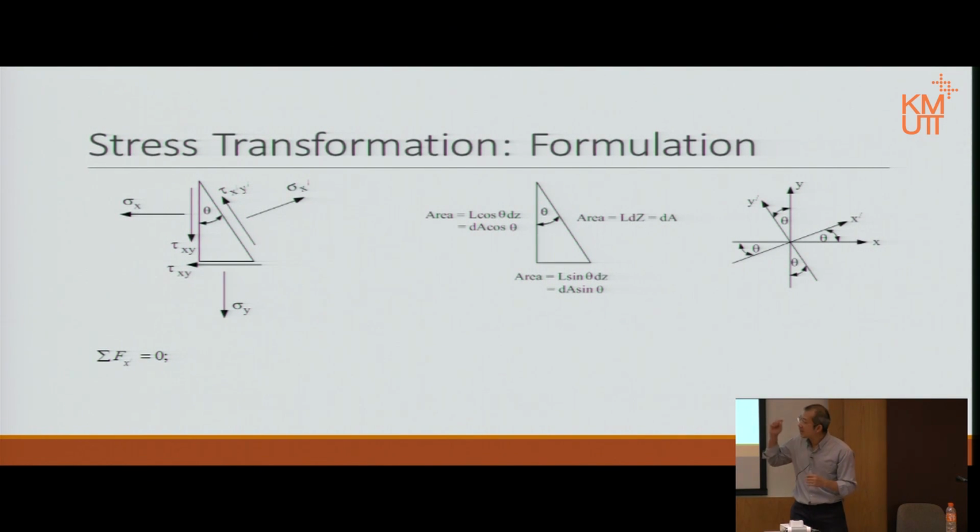So the ones that we actually want to know are sigma x prime and tau x prime y prime. To have only one unknown in our equation, I will do sigma fx prime one time and sigma fy prime one time, so that we deal with one unknown at a time. In sigma fx prime equal to 0, we have only sigma x prime as unknown.